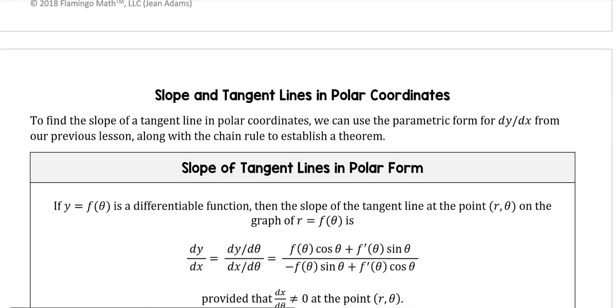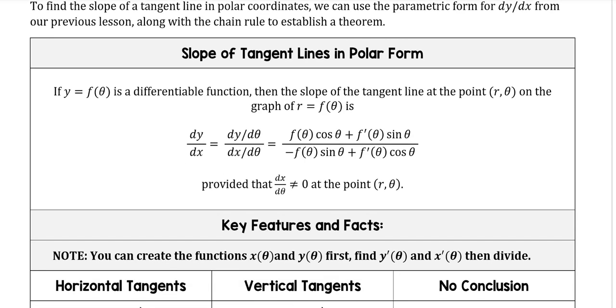Okay, so where are we going with this? Let's take a look at this problem here. To find the slope of the tangent line in polar coordinates, we can use the parametric form for dy/dx from our previous lesson, along with the chain rule, to establish a theorem. So the slope of tangent lines in polar form is in this fashion. If r equals f of theta, and it's a differentiable function, then the slope of the tangent line at some point (r, theta) on the graph of r equals f of theta is this.